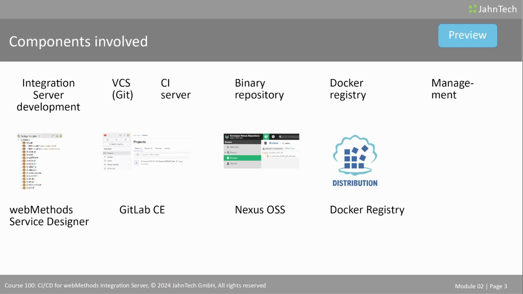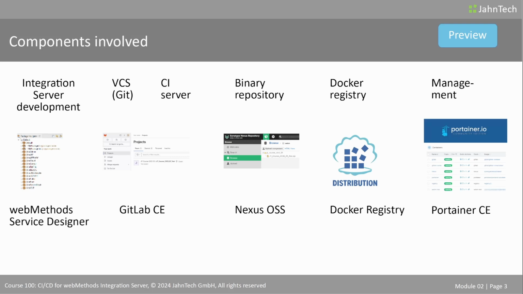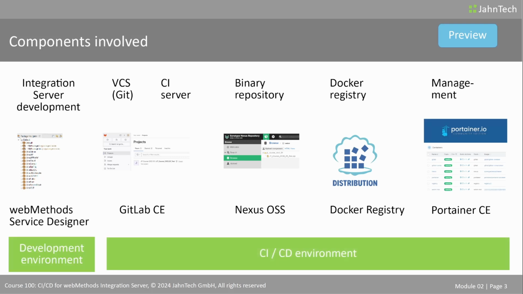For the binary repository, I chose the open source version of Nexus, and for Docker registry, we take the default implementation or the reference implementation that comes from Docker. And for management of Docker containers, we use Portainer. And you can see that we can basically group all these things into the development environment on the one side and the integrated CI/CD environment on the other.